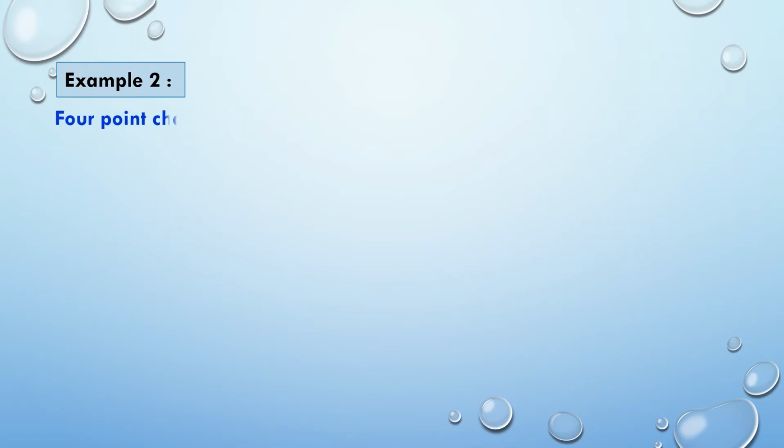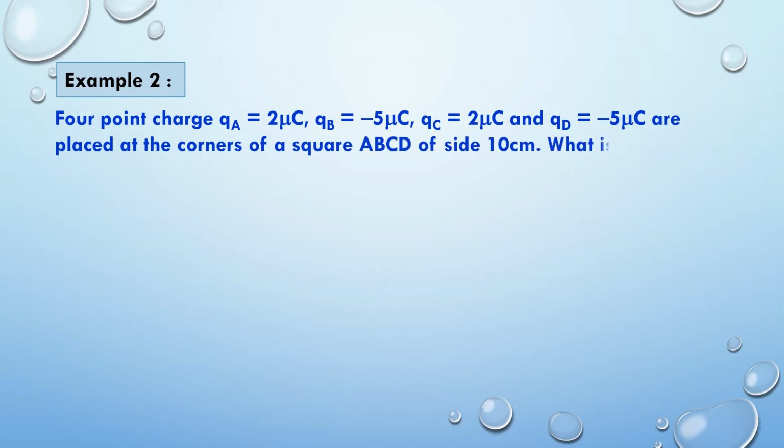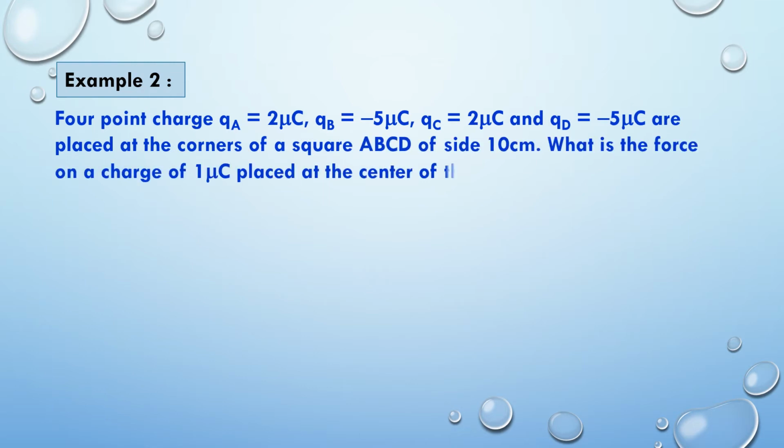Next example. Four point charges QA equal to 2 microcoulomb, QB equal to minus 5 microcoulomb, QC equal to 2 microcoulomb, and QD equal to minus 5 microcoulomb are placed at the corners of a square ABCD of side 10 centimeters. What is the force on a charge of 1 microcoulomb placed at the center of the square?